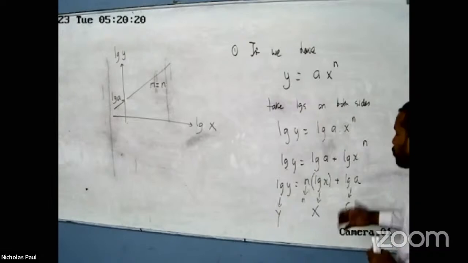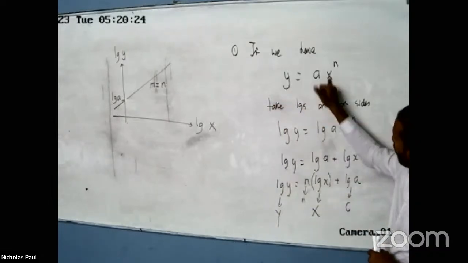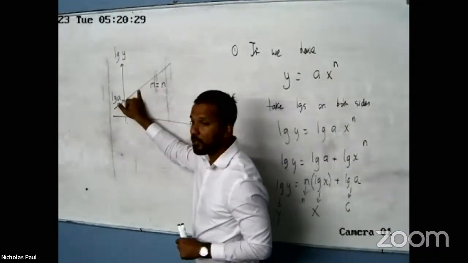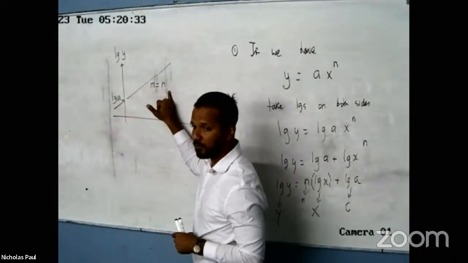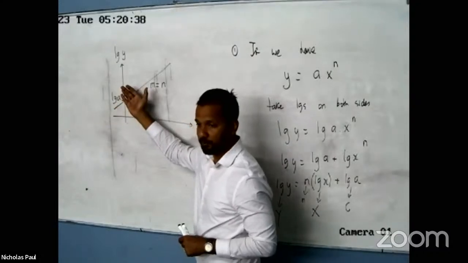Right? So once you figure out this, it means that you're going to log all your y values, log all your x values, and plot a graph. You will get a straight line. And then from that straight line, if you find the gradient, that's it. If you read off your y-intercept, that's your log A. Then you can solve for it. That's okay?